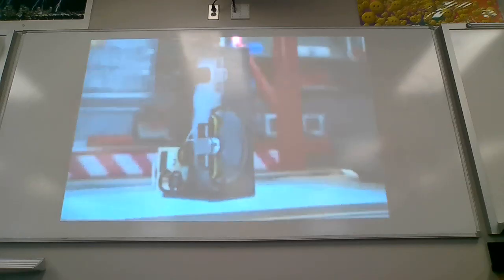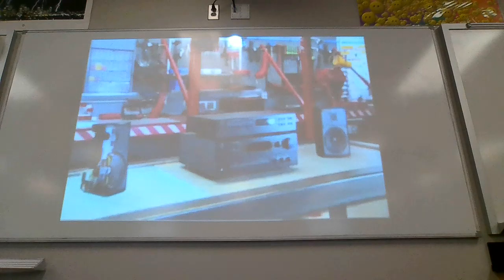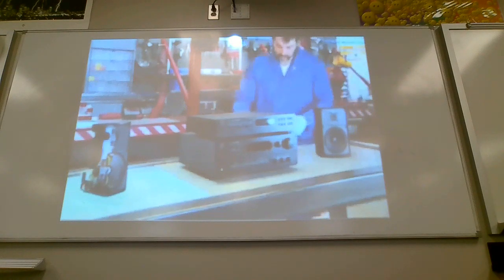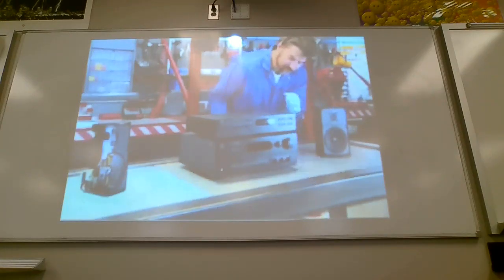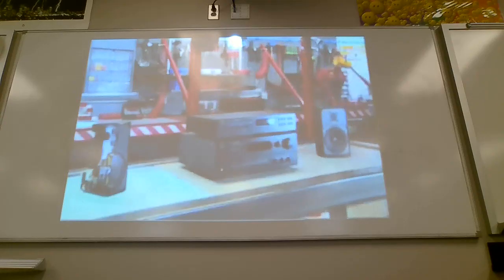This interaction is the key to understanding how a speaker works. All of this happens in a fraction of a second, because the current changes direction very quickly, up to 26,000 back and forth times a second.